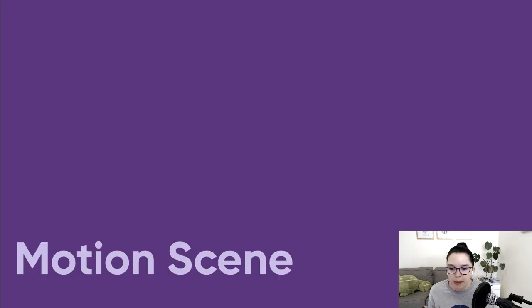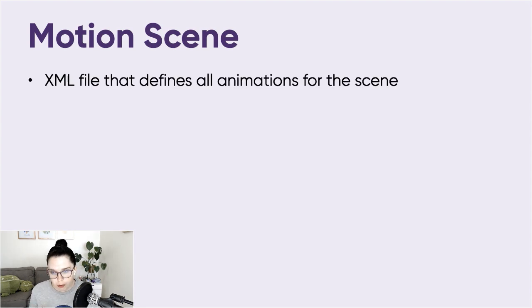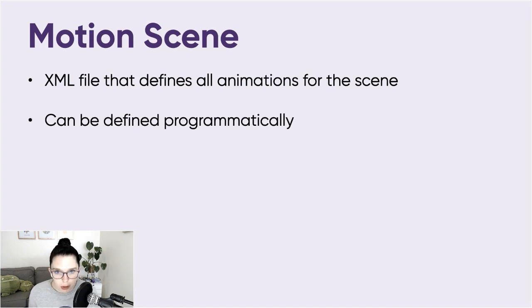But let's talk a little bit about this motion scene XML class that we've just defined. This motion scene file is an XML file that defines all the animations for that particular scene or for that particular layout. We can also define this programmatically, but all the examples are done with XML at the moment. So at the moment, it's just an XML file, but you can also create this with Kotlin or Java if you wanted to, and create it dynamically.